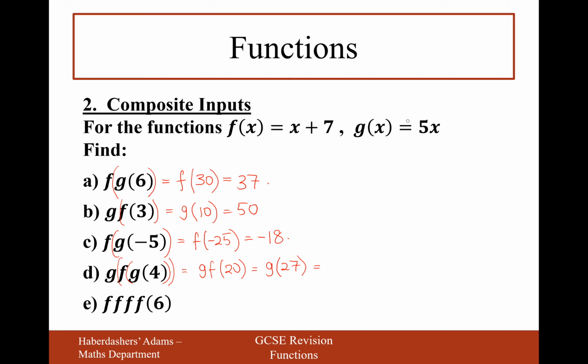And then 27 into the g function. I think I'll need to grab my calculator for this one. 5 times 27 is 135. And there we are, that's the answer to that one.